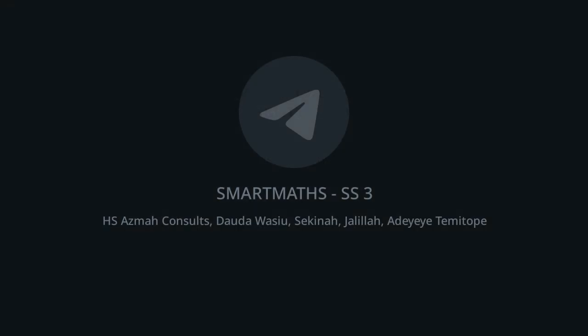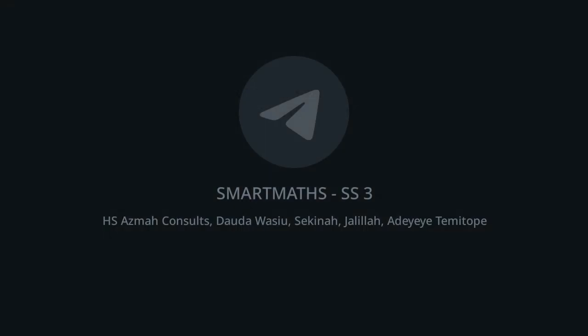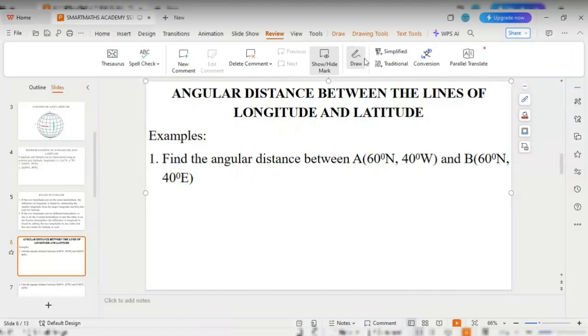And for you to get the angular difference from the longitude, you check the cardinal point. So the cardinal point of longitude from point A is west, while the second one is east. So since they fall on different sides, west and east, they are not the same. So they fall on different sides of the meridian. So we are going to add. So it's now going to be.